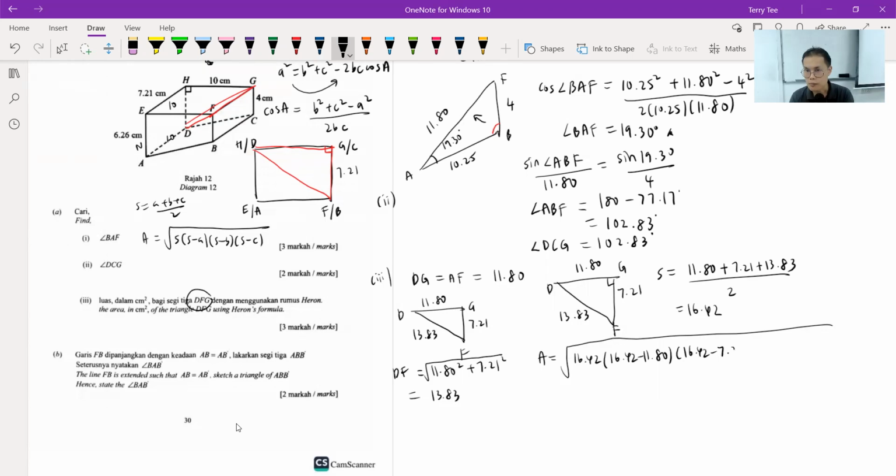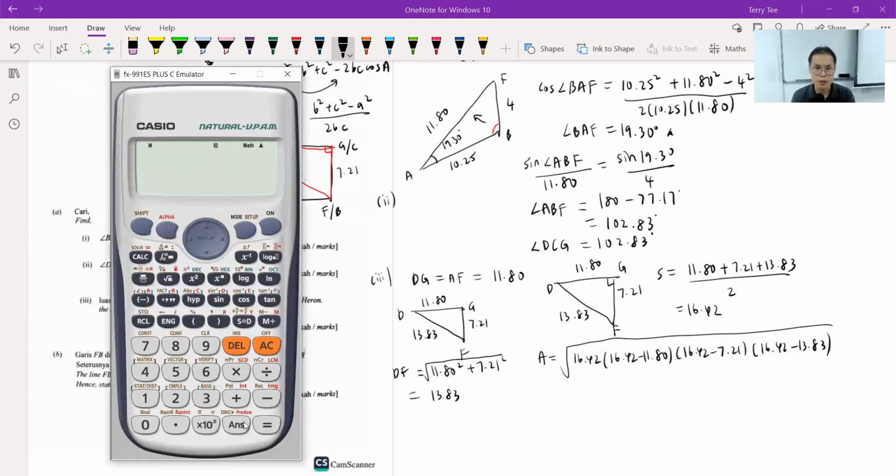16.42 minus your B, 7.21. And third one, 16.42 minus 13.83. Okay, so let's use a calculator. For me, I will store this answer, 16.42. So I will put a square root, answer, open bracket, answer minus the first one, 11.8, close bracket. Second one, answer minus 7.21. Okay, third one, answer minus 13.83, close bracket.